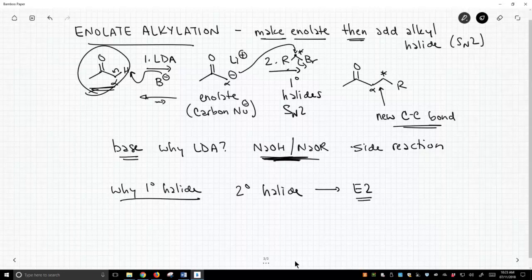So all the rules that we learned about SN2 reactions still hold up, even though we've introduced this new nucleophile, the enolate. But the rules hold up. The enolate is not one of the great nucleophiles, and only our great nucleophiles will do SN2s on secondary halides. In this case, it's not a great nucleophile. We're going to start seeing E2 reactions. So to alkylate an enolate, we need to use our strongest base, LDA, and we must use a primary halide.